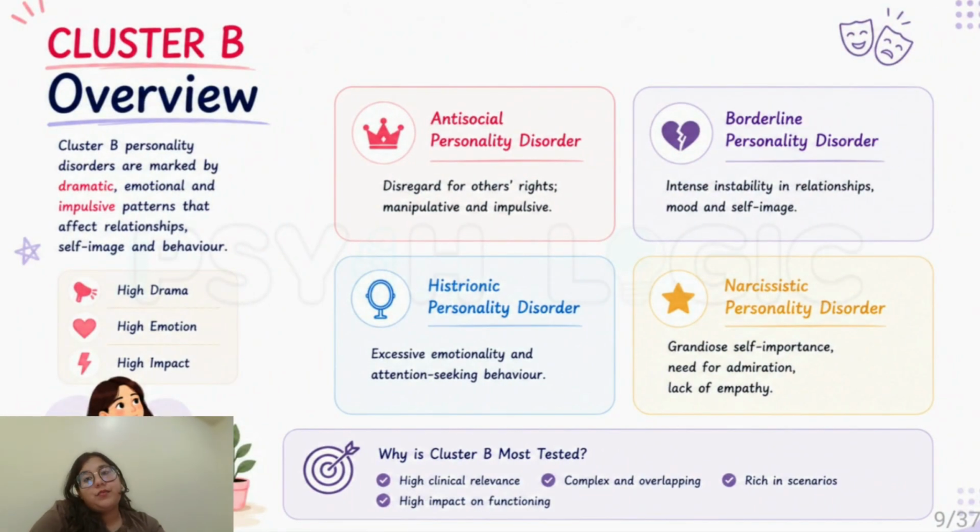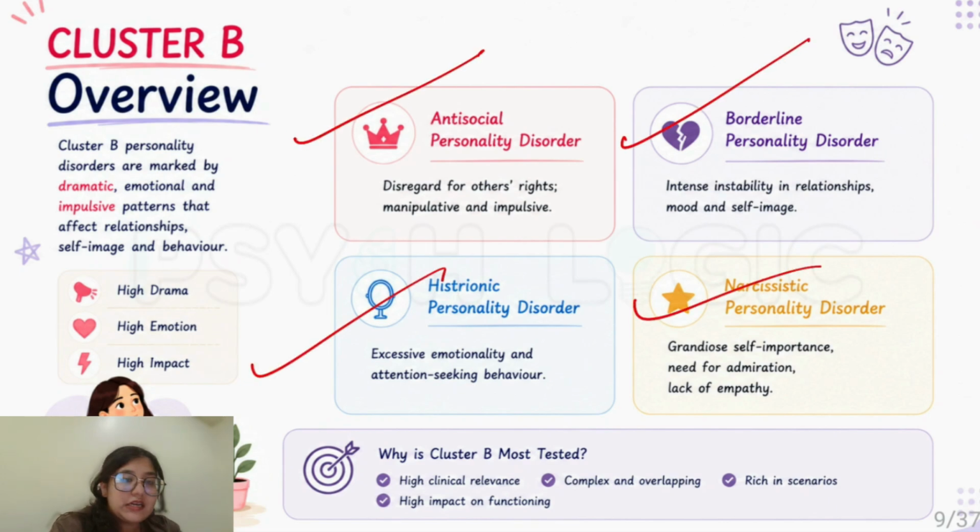If I have to summarize cluster B in one sentence, I would say people in cluster B don't just feel their emotions, they feel them so intensely, they express them intensely, and they even act on them impulsively. So they have four personality disorders: antisocial, borderline, histrionic, and narcissistic. Just what you need to remember is the driving force behind them.